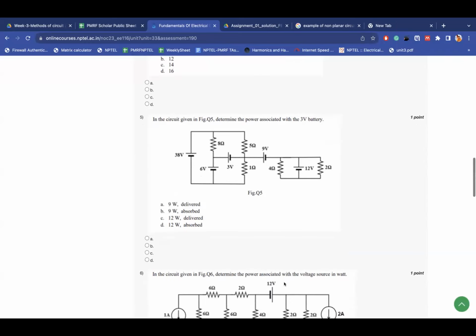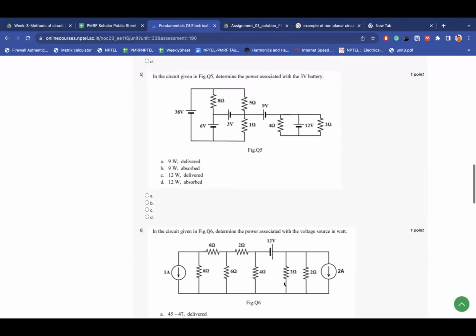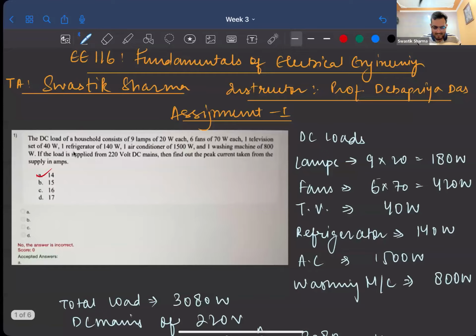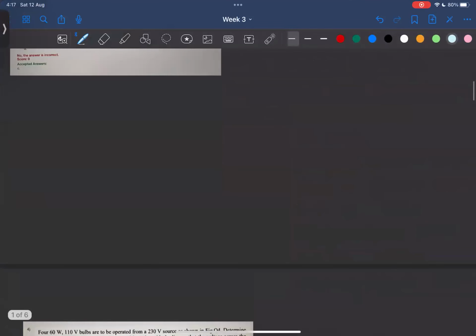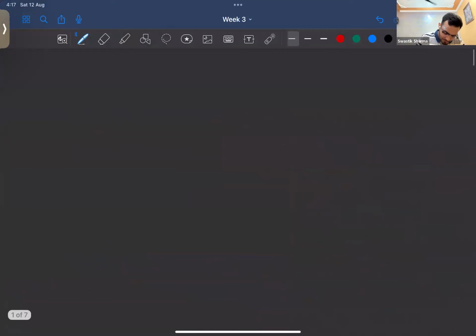Any other? And please explain the concept of power delivered and power absorbed, just in 1 or 2 minutes, because in some textbooks it is somewhat ambiguous. Yeah, just let me share my screen on my iPad. It's a live interaction. You can ask your doubt, but if no one asks, I have to solve everything. That's the problem.